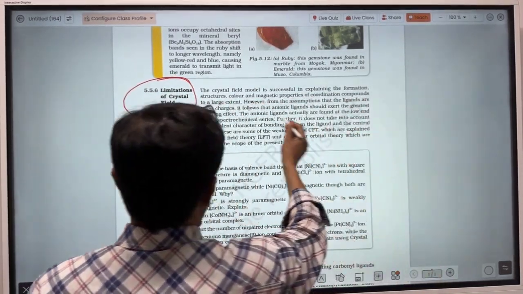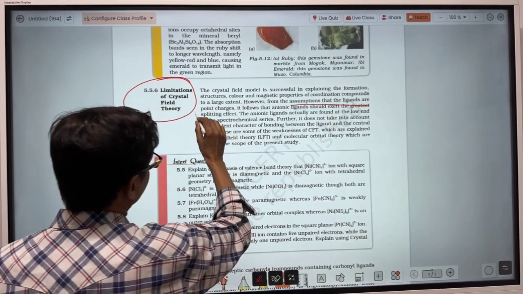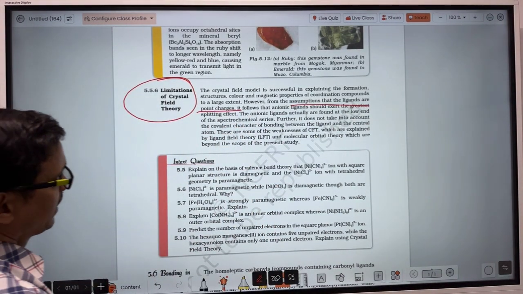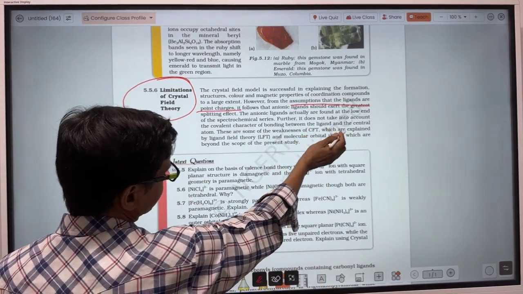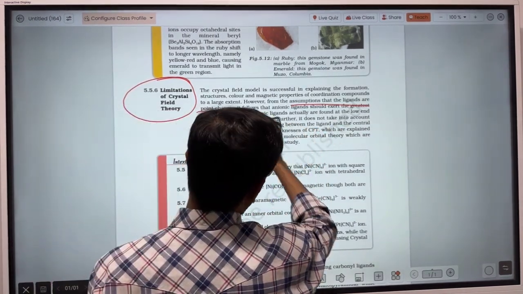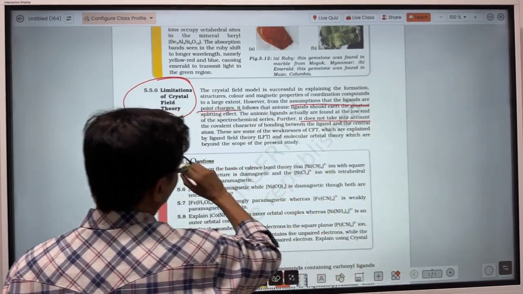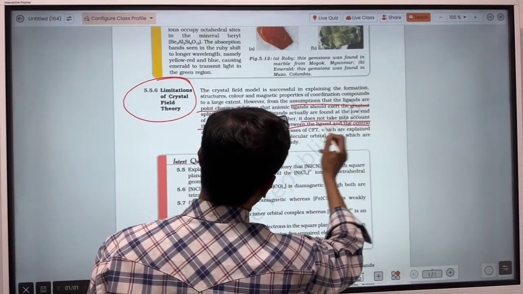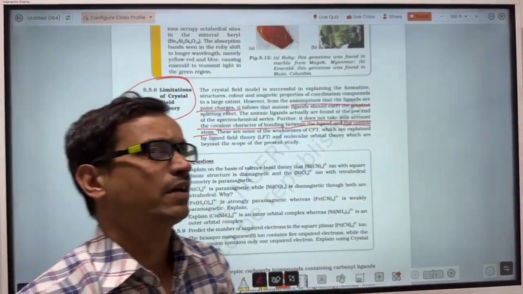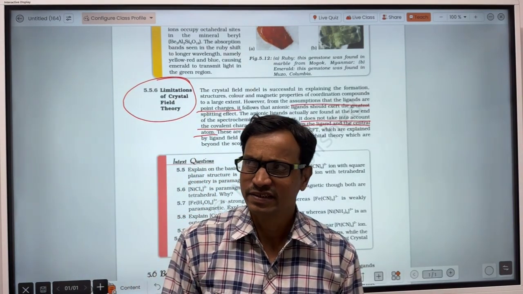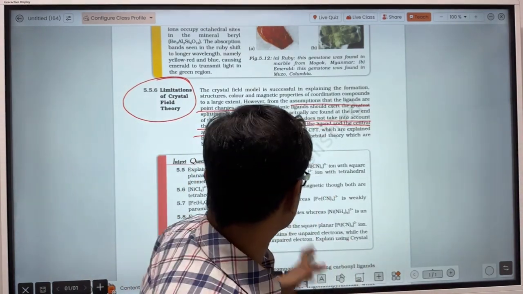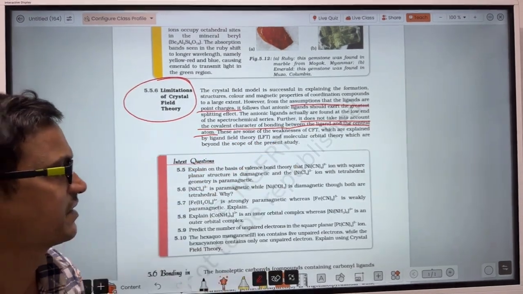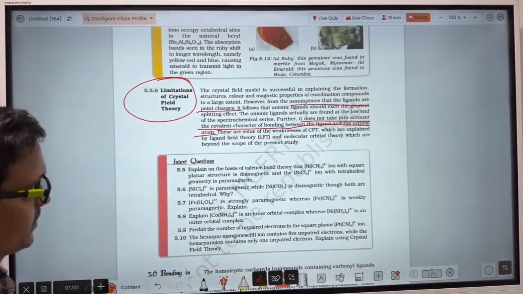So here, in some cases, the ligands have been considered as point charges. And this one here, it does not account for the covalent character. The crystal field theory has not taken into account the covalent character of bonding between the ligand and the central atom. You already know between the central atom and the ligand there is covalent characteristic, but the crystal field theory has not considered that.